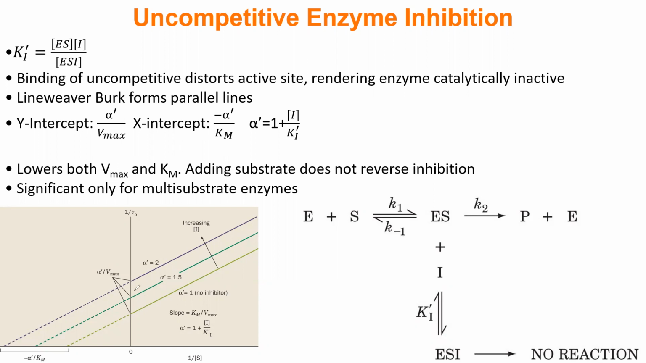So what does that mean on a Lineweaver-Burk? On a Lineweaver-Burk, we get parallel lines. As we increase inhibitor, Vmax will get smaller, smaller, smaller. So it will go higher on the reciprocal. Km also gets smaller. And so parallel lines, uncompetitive.